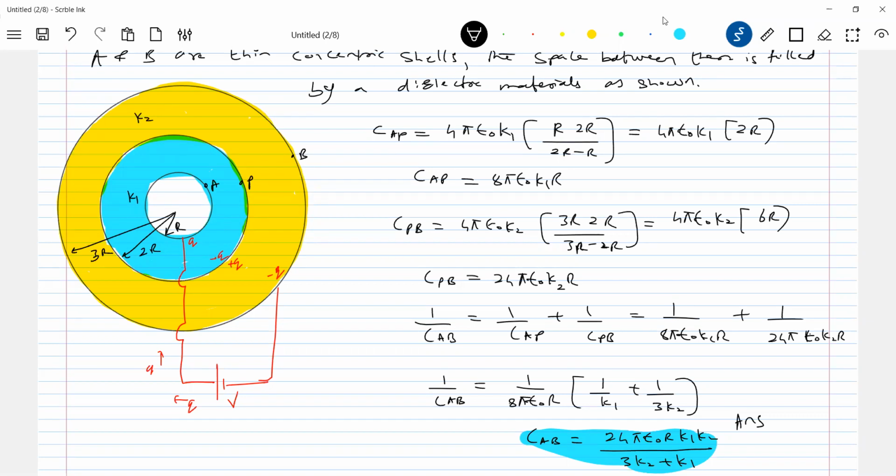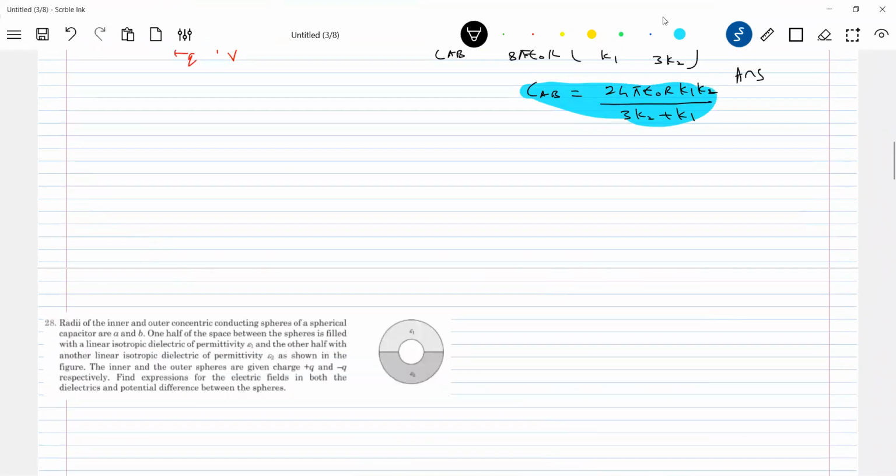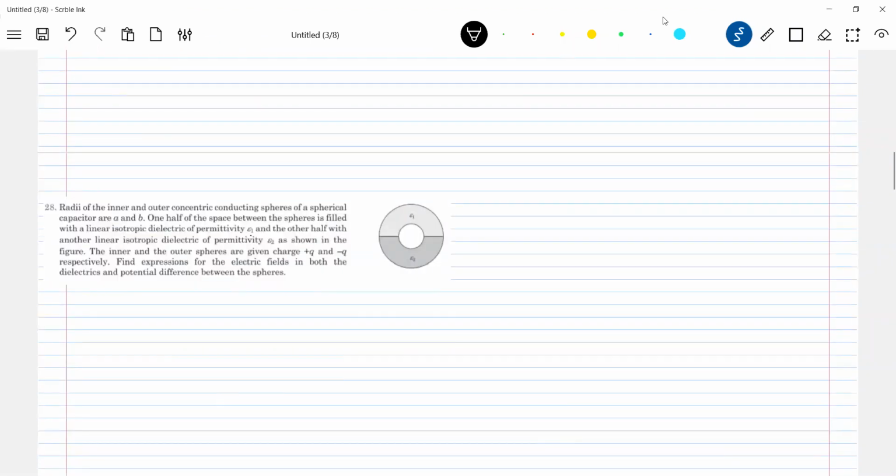Okay, now after this, we'll go for a small concept, displacement current. Then I'll continue with this problem.